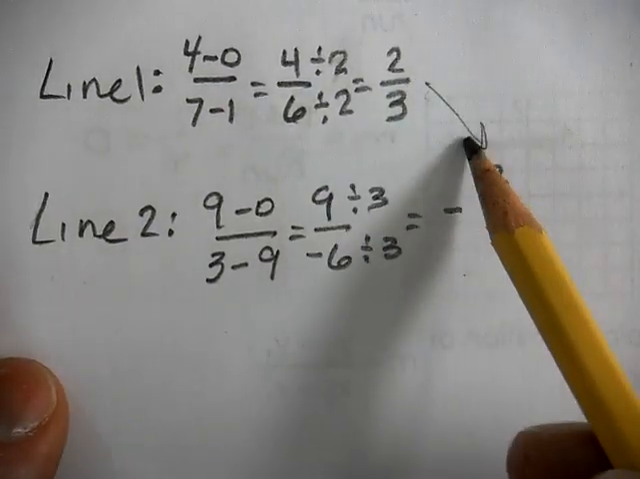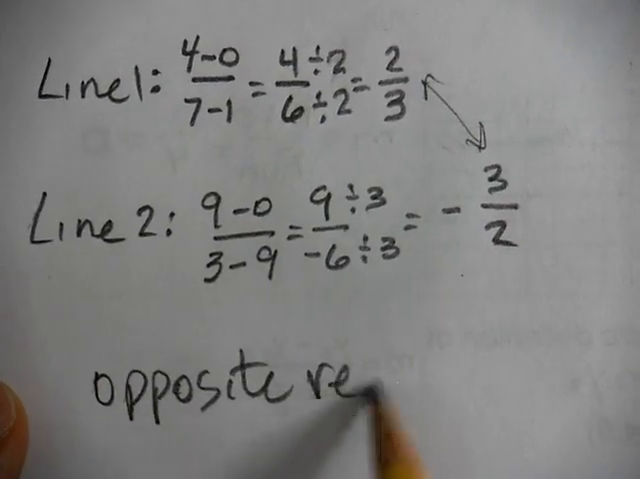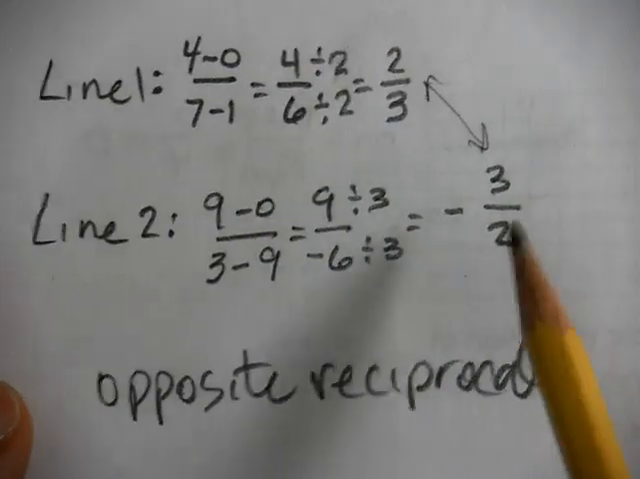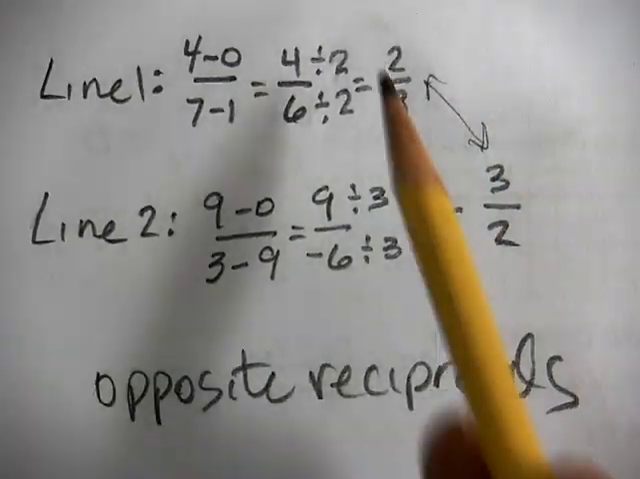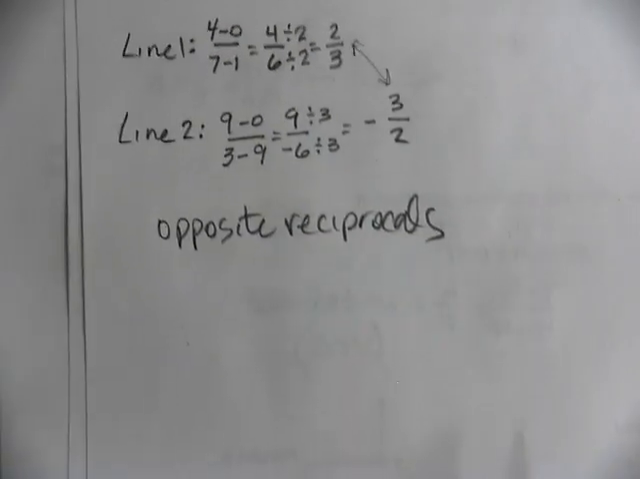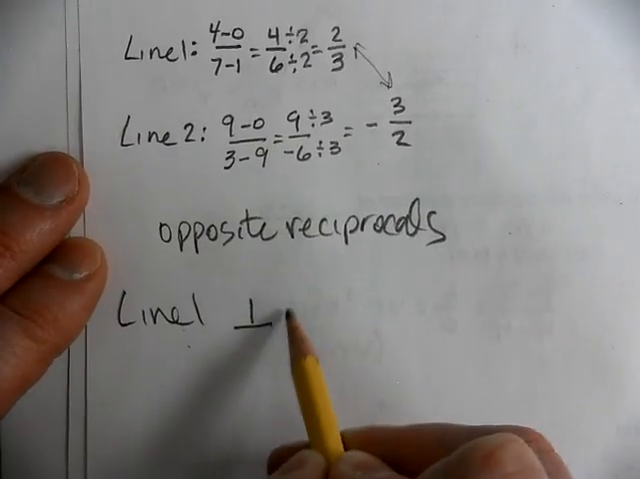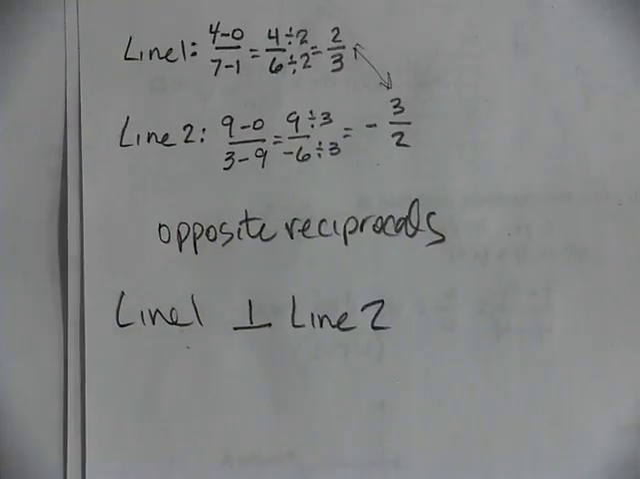These are opposite reciprocals, because the fraction is flipped over and the sign is different. So line 1 is perpendicular to line 2 because we have opposite reciprocal slopes. That would be a little rare because it has to be so precise. It has to be the fraction upside down with the opposite sign.